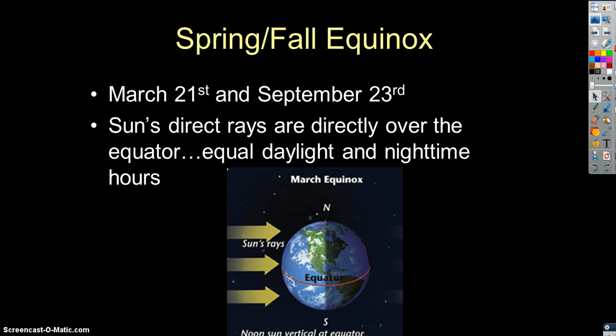Spring and fall equinoxes, this is when the sun's direct rays are right on the equator. And again, I showed you with that animation that you just saw where that was. So it marks our first days of spring and fall. And those official dates, again, it can kind of vary by a couple of days, but in general it's March 21st and September 23rd.